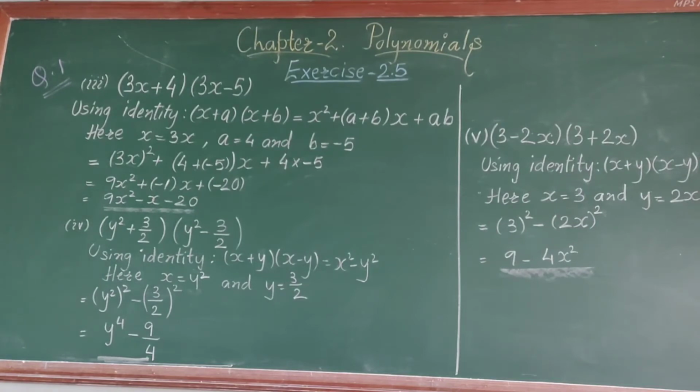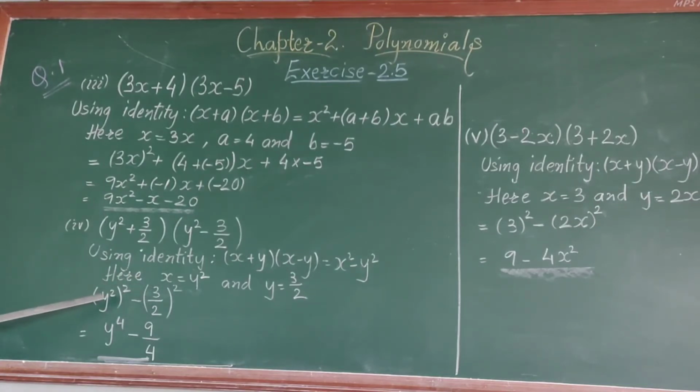So we use the third identity, that is difference of square identity, that is x plus y into x minus y equal to x square minus y square. Here, looking at the question, when you compare the value of x and y, we get x equal to y square and y equal to 3 upon 2. Inserting the values, equal to y square whole square minus 3 upon 2 square.